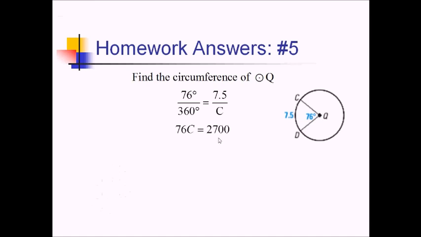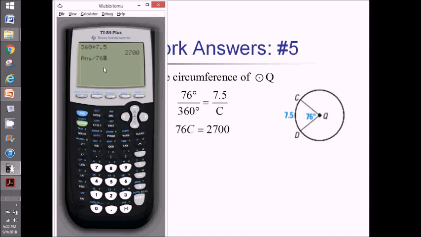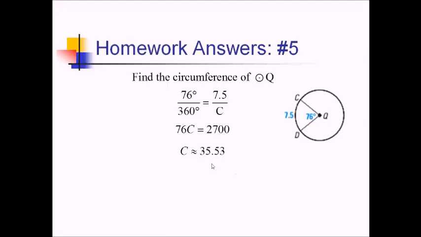So now we just have to divide 2,700 by 76. Doing that up here in my calculator, that comes out to about 35.53, and they didn't give us units here, so that's how we're going to leave it.